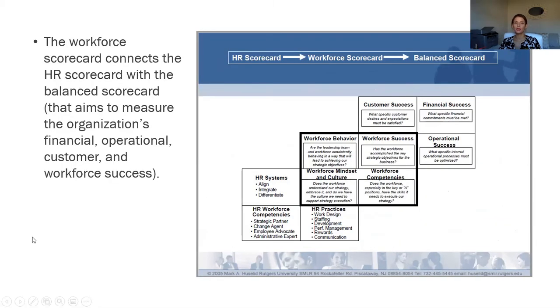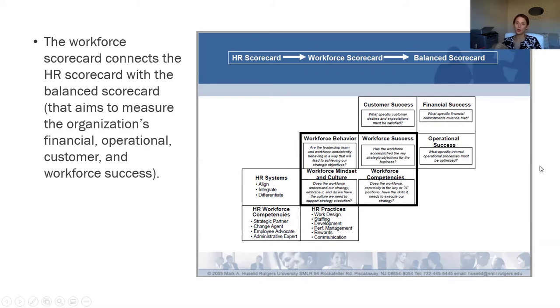If we combine the HR scorecard with the workforce scorecard, we get what is called a balanced scorecard. This is the big picture. This is where we connect our 2 other scorecards with the organization's big picture. Here, you can see that when it comes to the organization, we're looking at the customer, the finances, operations, as well as human resources. Human resources is just one part of the bigger picture.